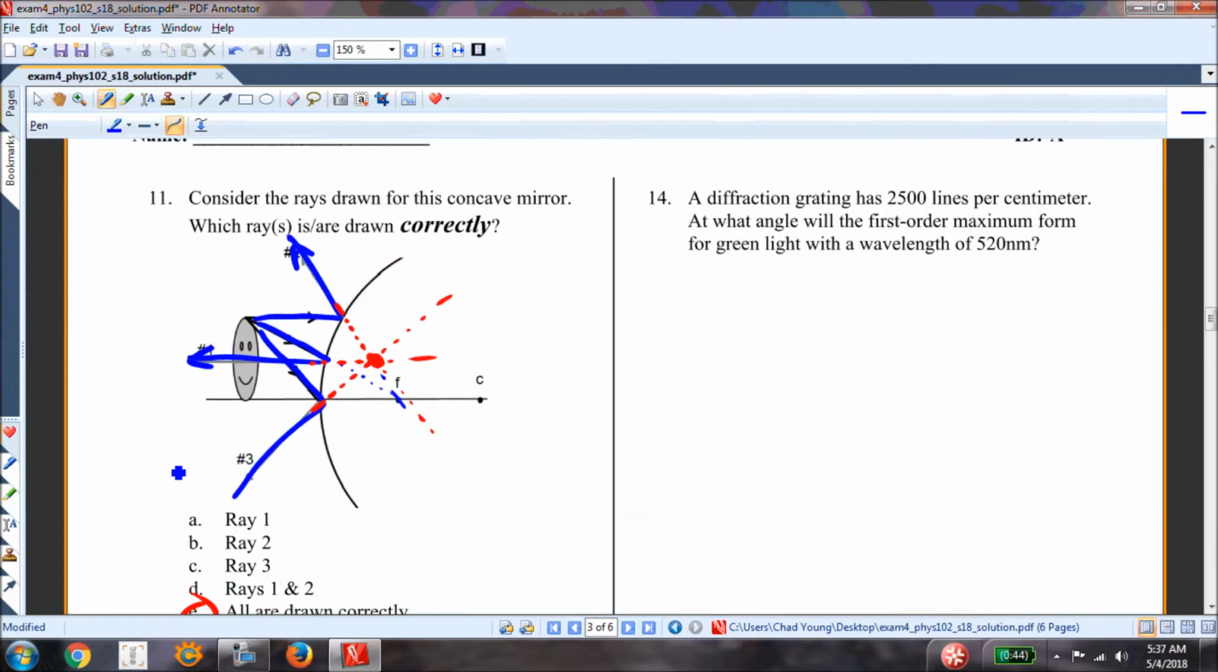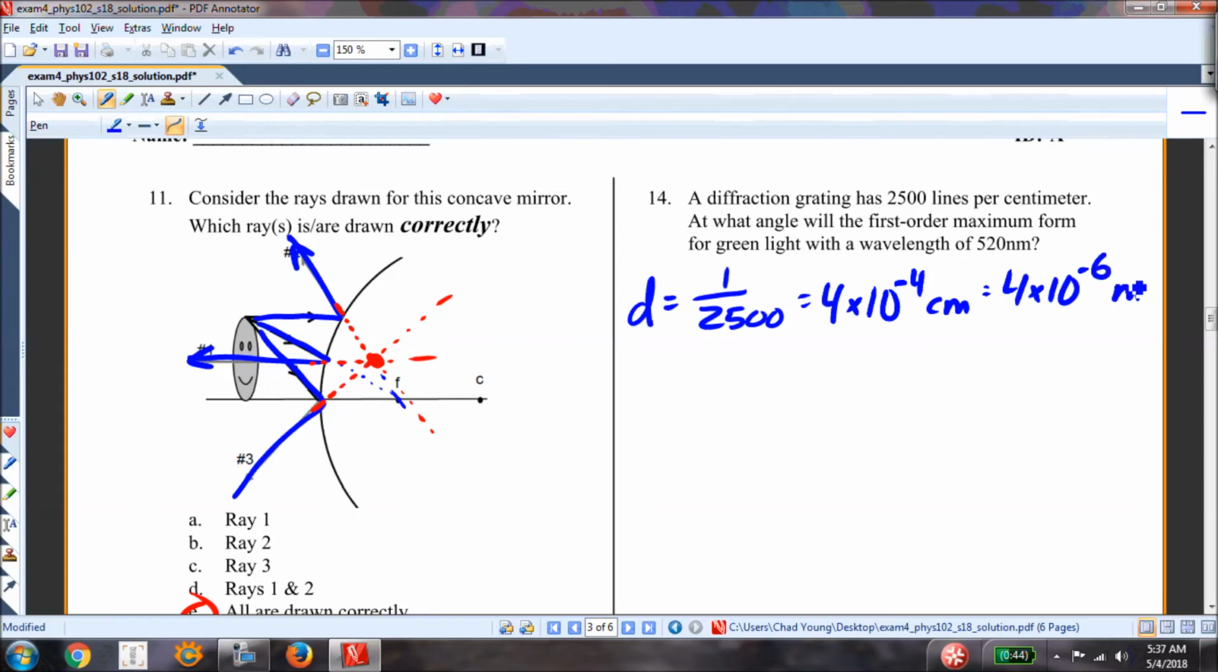14, a diffraction grating has 2,500 lines per centimeter. What is the first order maximum with that wavelength? So first I want to find what is my distance between the slits. That's 1 over 2,500, which is 4 times 10 to the minus 4 centimeters, or 4 times 10 to the minus 6 meters.